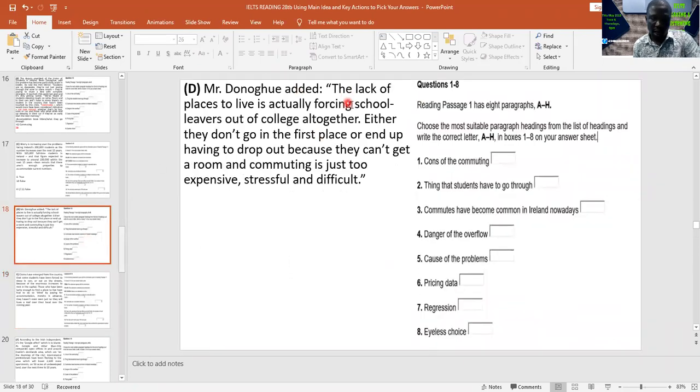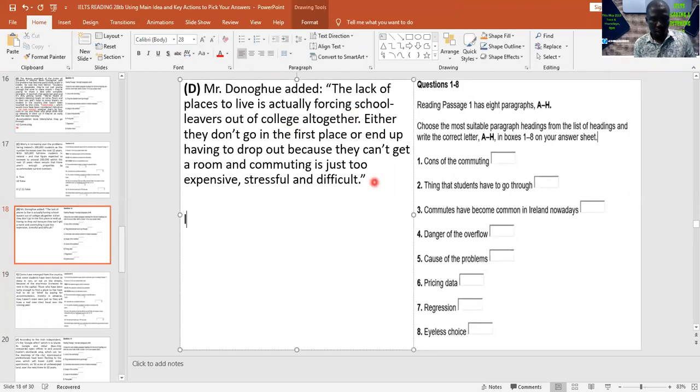Okay, the lack of places in school is forcing students, so I would say lack of accommodation. What is it causing? Affecting student enrollment. That is the main idea, then the key action: the ways it affects enrollment. And number two, they can't get a room.